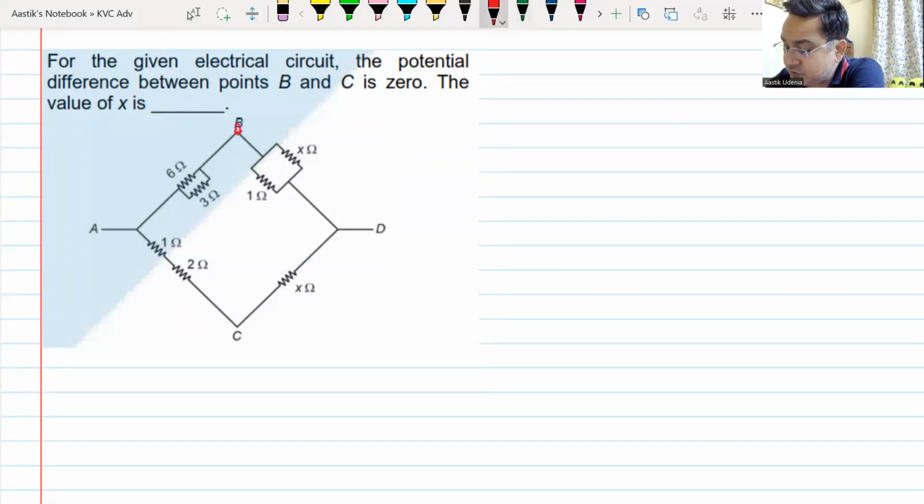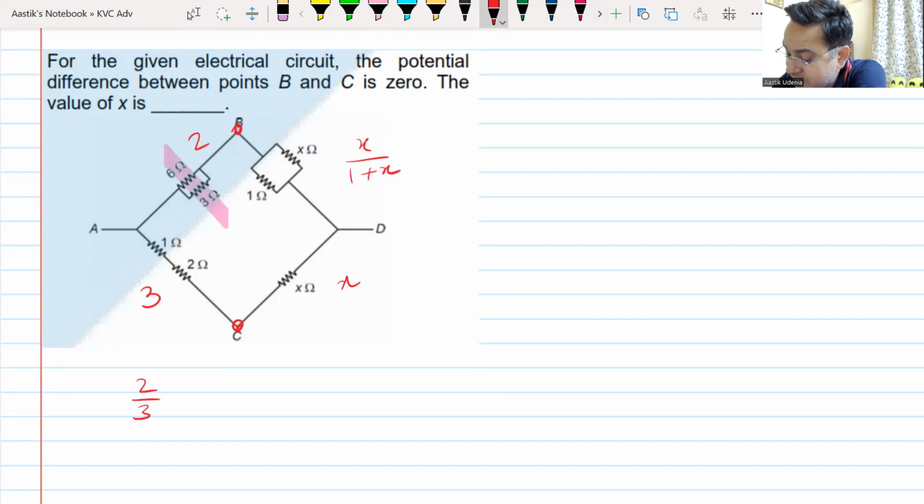Potential difference between these 2 points are equal. That means it forms a balanced Wheatstone bridge. Yes or no? Yes, sir. These 2 are in parallel. It will give you how much? 2. These 2 are in series. This will give you 3. This is x. And this is x upon 1 plus x. Yes or no? Yes, sir.